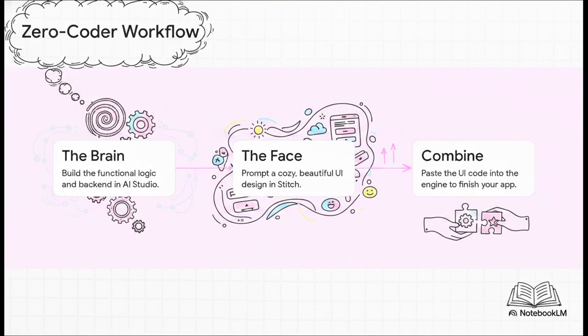So here is how the magic happens when these two tools merge. This is the ultimate zero-coder workflow. Step 1, you build the logic and the backend in AI Studio. That's the brain. Step 2, you prompt a cozy, beautiful design in Stitch. That's the face. Step 3, you literally just copy that beautiful UI code from Stitch and paste it into your AI Studio engine. And the result? You have just built a world-class, fully custom, professional-grade application in like 10 minutes. And you didn't need a single ounce of coding experience to pull it off.